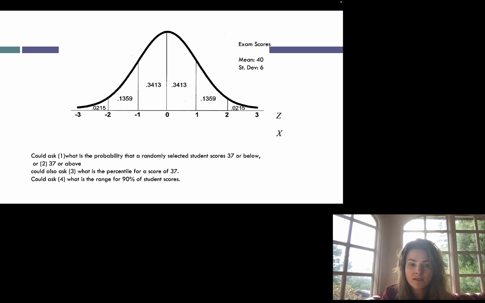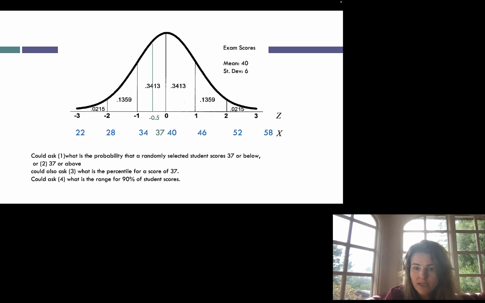So let's say we want to ask, what is the probability that a randomly selected student scores 37 or below, or 37 or above? We could also ask, what is the percentile for a score of 37? Or we could ask, what is the range for 90% of student scores? That would be a confidence interval. We like to map our information to the standard normal. So 46 is the mean here, with a standard deviation of 6, and a score of 37, the x value here, gives a z of about negative 0.5.